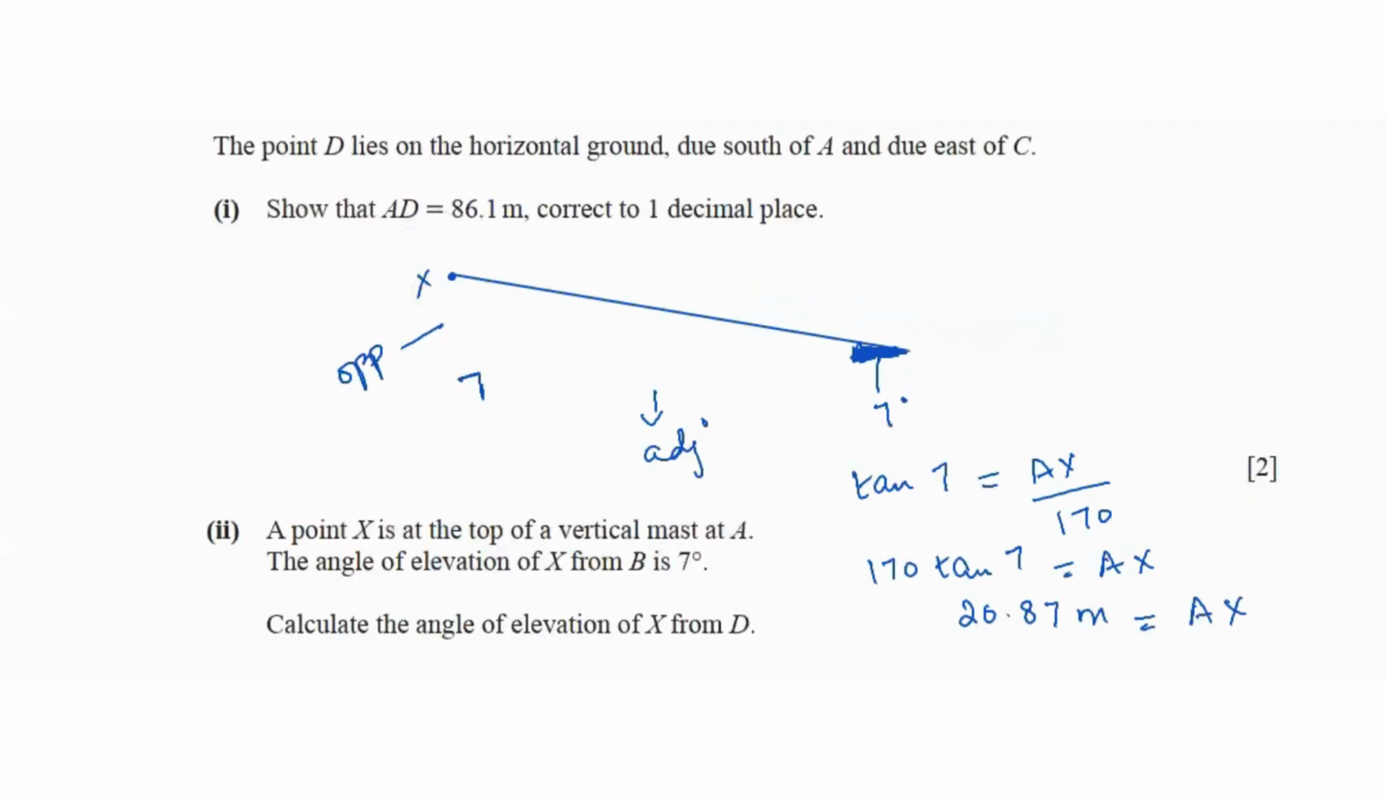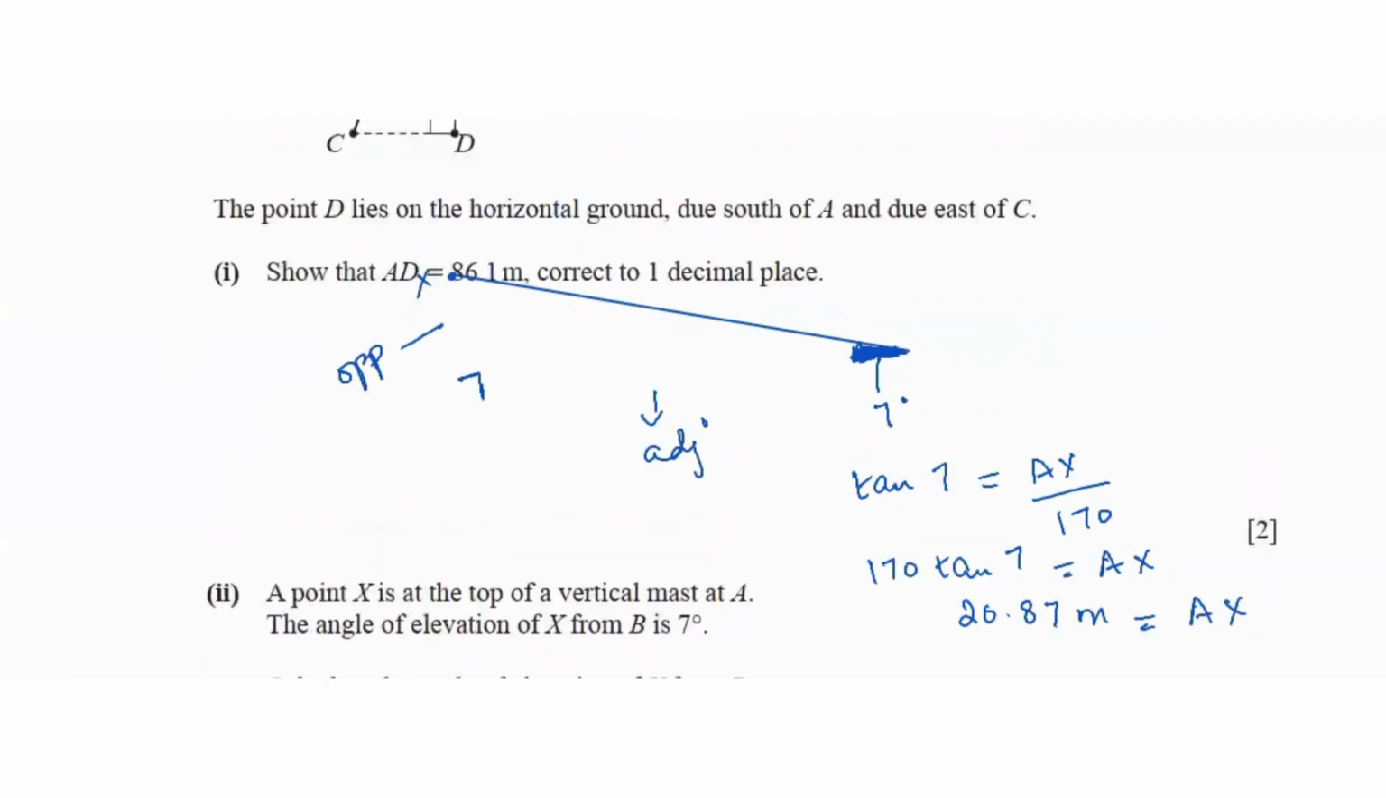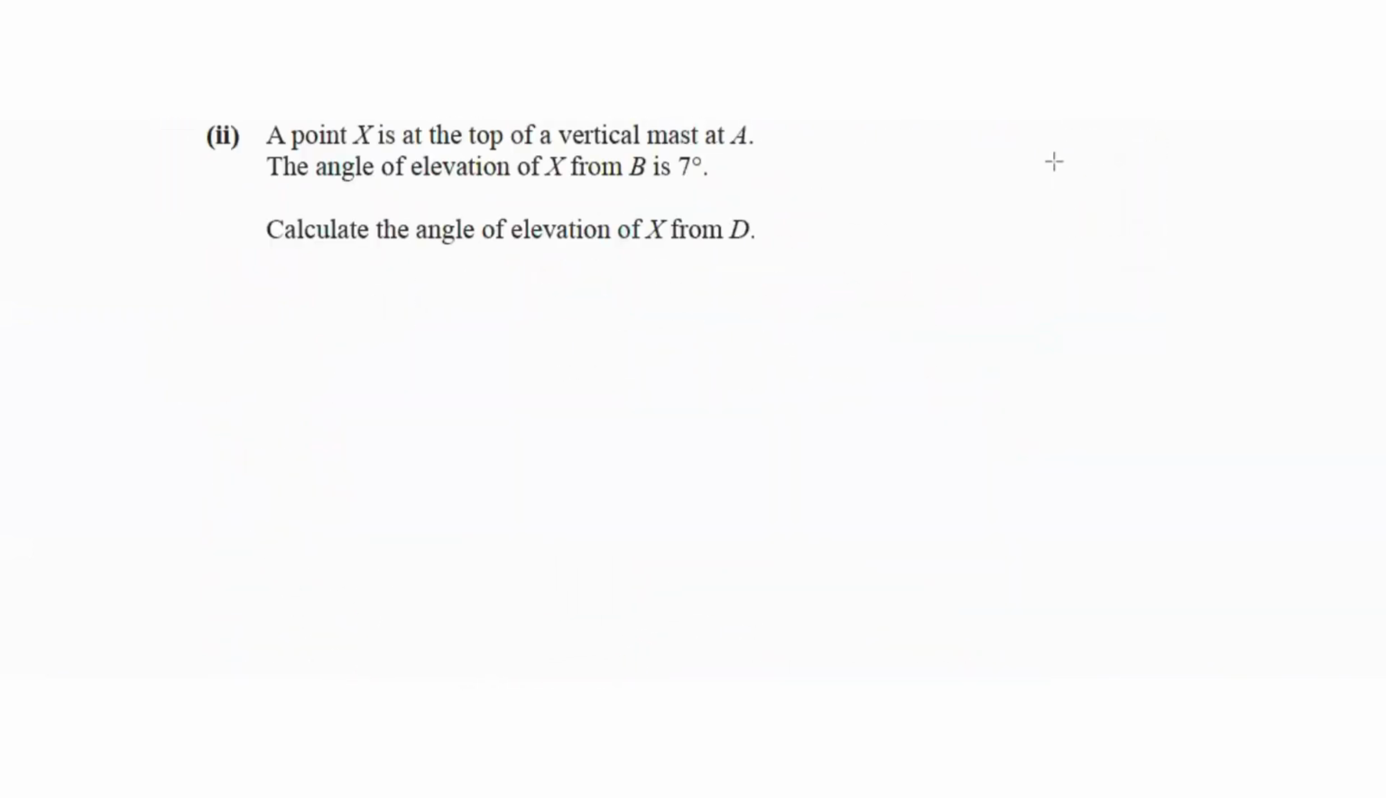Then we have to figure out the angle of elevation of X from D. So let's just redraw this diagram over here. We already figured out what AX is. X is over here at the top of a vertical mast at A. This is A, this is B. This was 170 meters. Angle of elevation was 7 degrees over here. And AX we found as 20.9 meters, if we rounded the 20.87. So this is a 90 degree over here. They want us to calculate the angle of elevation of X from D.